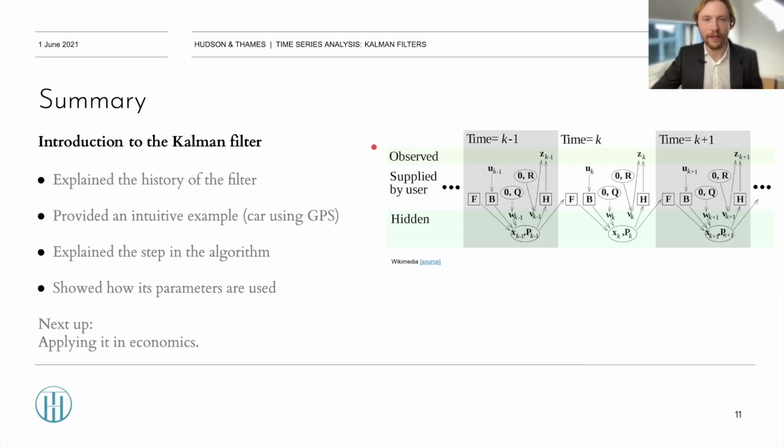Alright, so if you break it down, we have the observed measurements, the supplied parameters by the user, and then the hidden state we are trying to estimate.